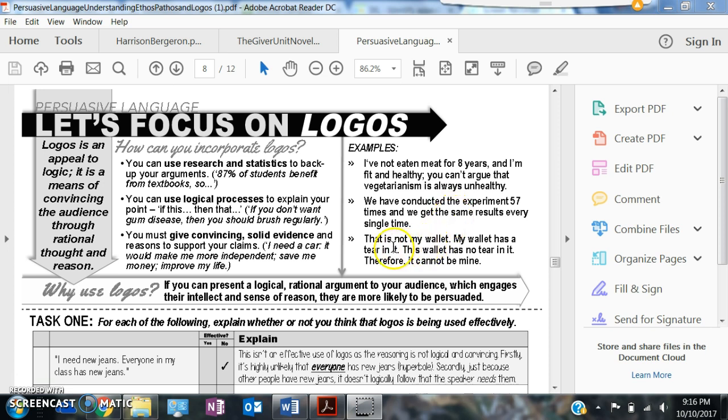Okay. Third example. This is not my wallet. My wallet has a tear in it. This wallet has no tear in it. Therefore, it cannot be mine. Okay. He's using solid evidence. The wallet has a tear in it. So he's saying that that isn't his. There's a good reason why it's not his. It's solid evidence. You can't really argue with the fact that it doesn't have a tear or it does have a tear. Hopefully you're going to be able to see that one way or the other. Okay.